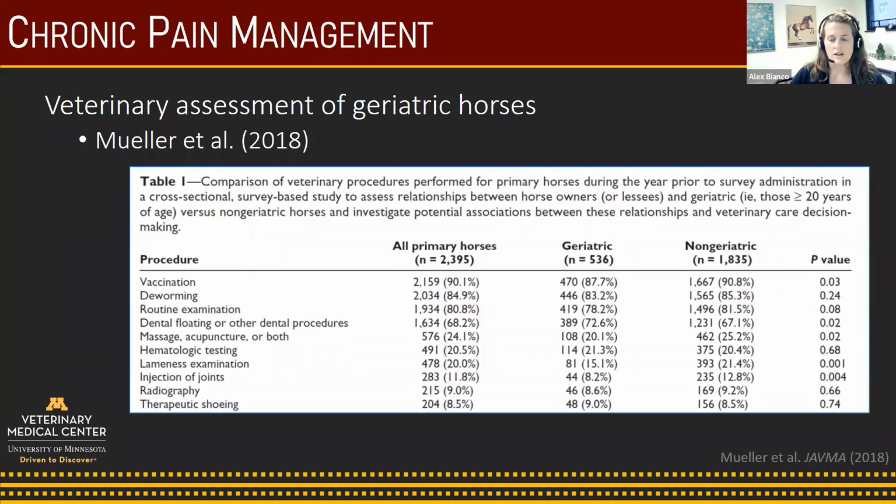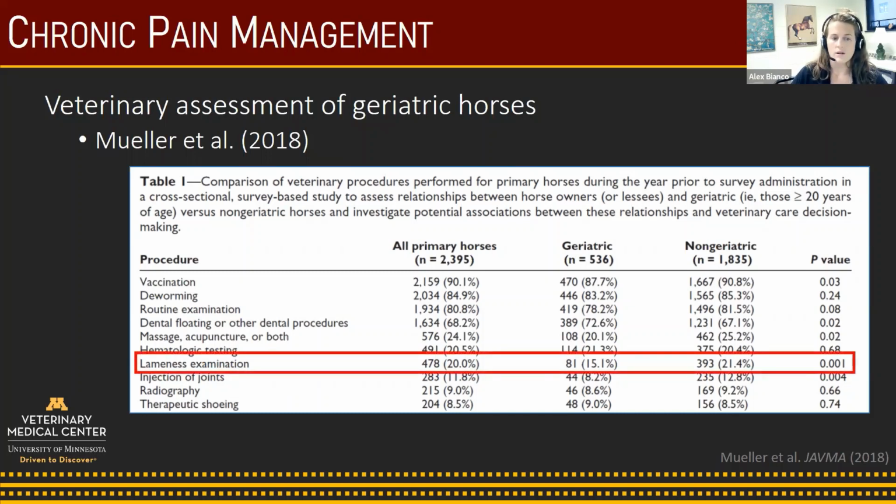And the things that really stand out here, so we're looking at this p-value over here on the right, the far column. And really that just tells us that that was a significant difference between the older geriatric horses and the non-geriatric horses. And the ones that stand out to me, I'm going to highlight here. So a lameness exam. Non-geriatric horses were more likely to have a lameness exam in the past year, and this is very significant, than geriatric horses.